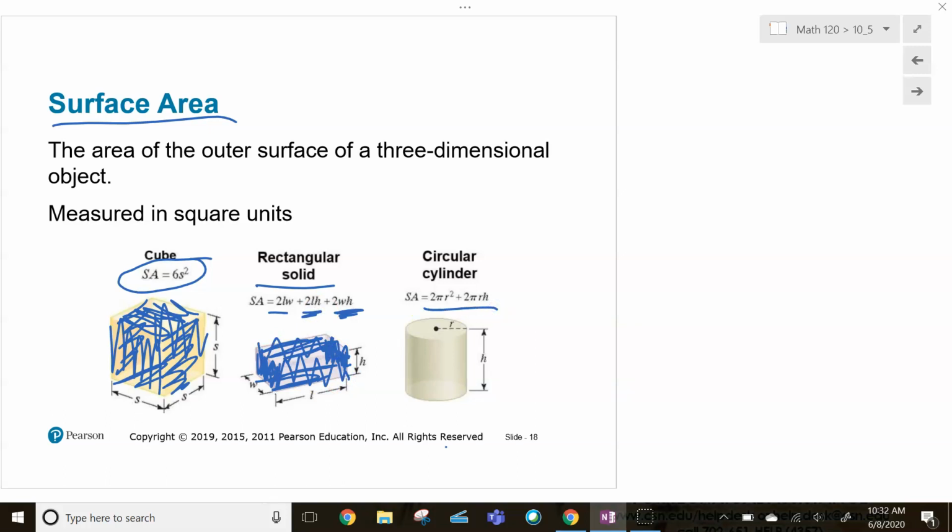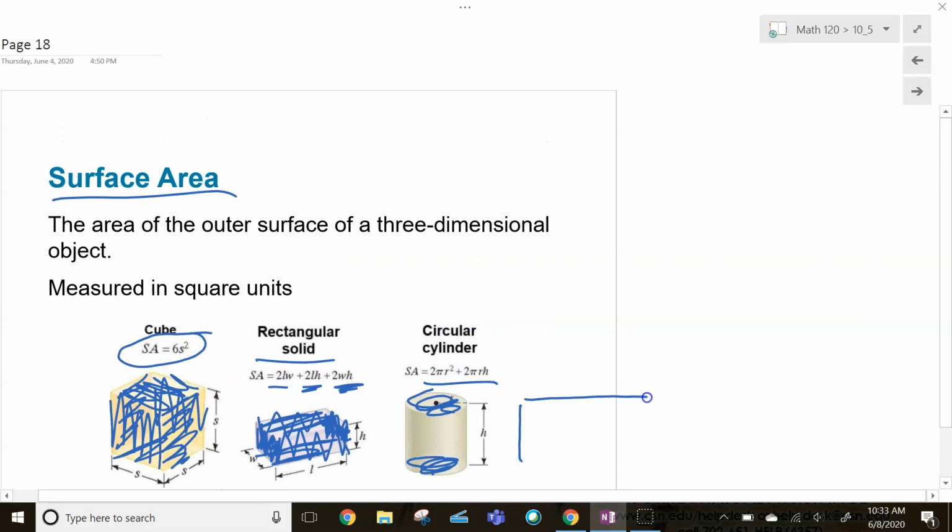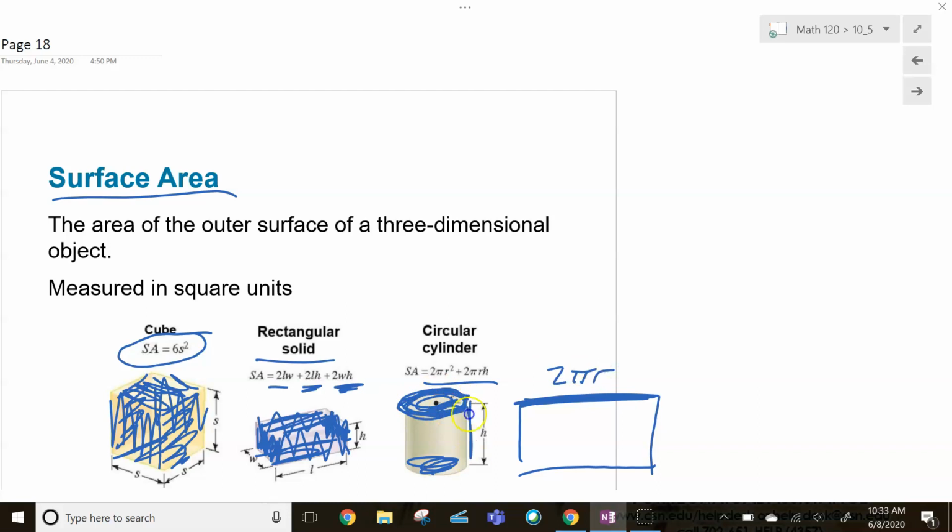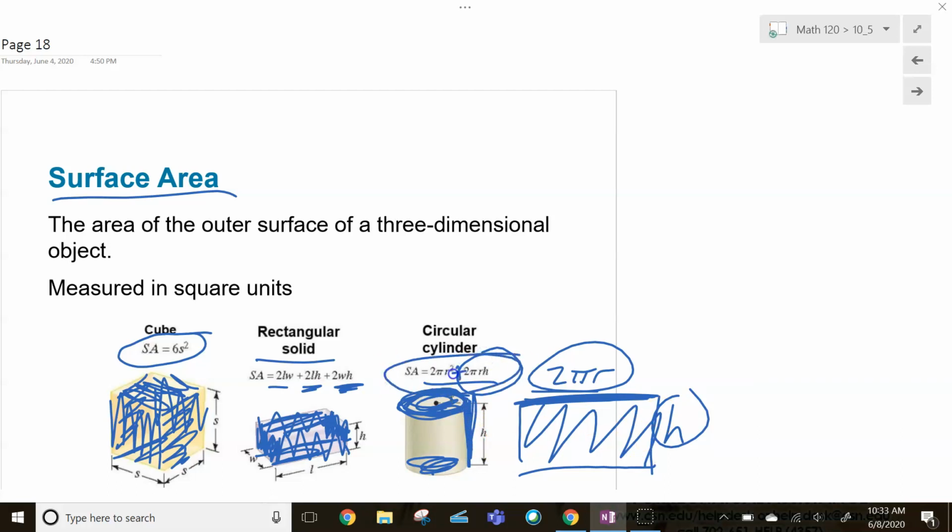There it is for a circular cylinder. You got a pi r squared, you got another pi r squared on the bottom. And then if you were to cut this and unravel it, what you would have is that's the length right here. That's this length right here. Well, what is that? That's the circumference. So that's 2 pi r, and then you've got it times this height right here. So it's 2 pi r times h. So that's like a rectangle. If you were to cut that up right here and then unravel it, that's how you can think about those two. You add them up.